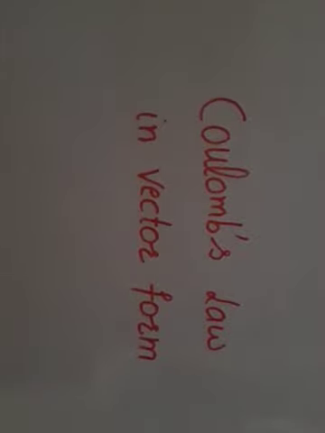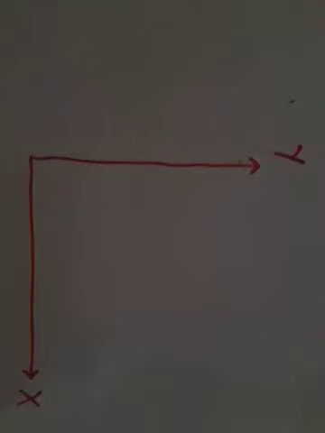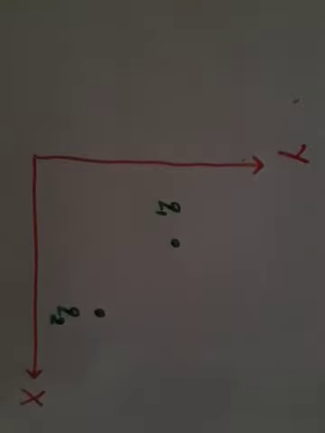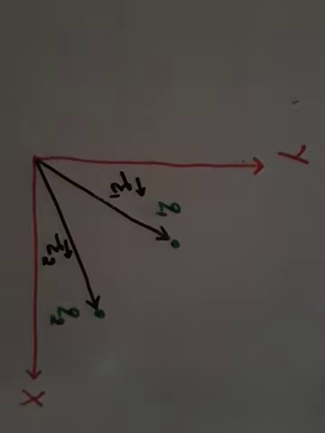First topic is Coulomb's law in vector form. Let us consider an XY reference frame having two charges Q1 and Q2 with position vectors R1 and R2 respectively. Distance between these charges is given by a displacement vector R12.